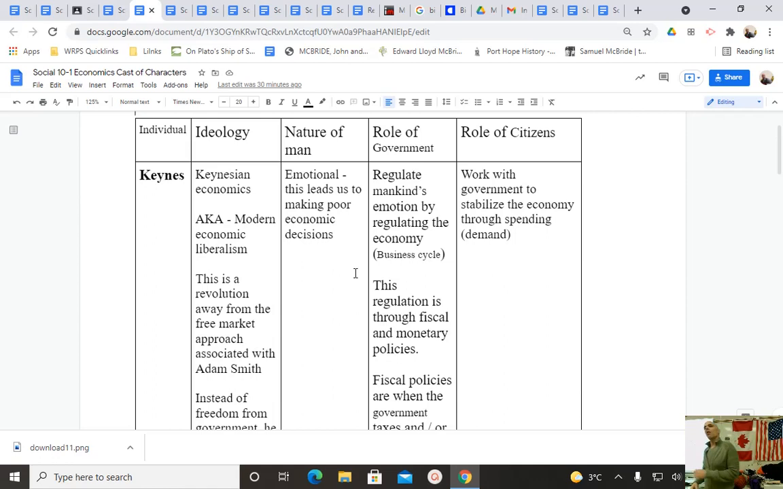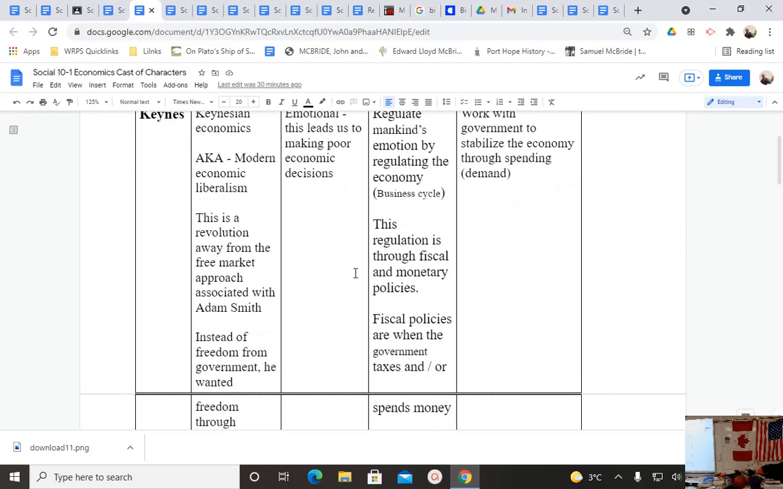So he introduced two new policies. One is fiscal, one is monetary. And all of this you're going to see again in grade 12. This is one of those bridges, a very big bridge. These are some of the concepts, fiscal and monetary policy, that grade 12 students struggle with the most.